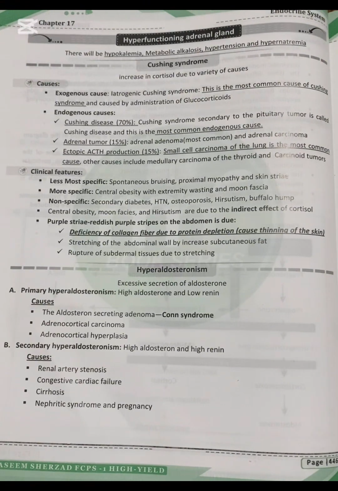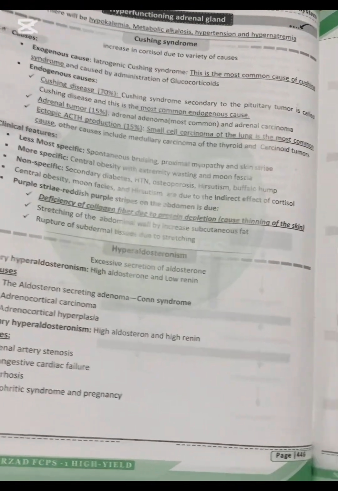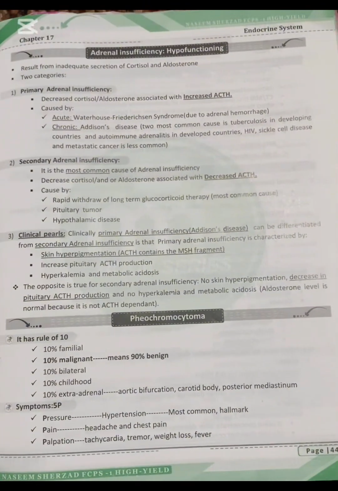The second is secondary hyperaldosteronism, in which there will be high aldosterone and high renin, and the causes include renal artery stenosis, congestive cardiac failure, cirrhosis, and nephrotic syndrome of pregnancy. So this was some detail, and if there is any question in more detail, you can review it from some other textbook. But as this is high yield, it covered all the relevant information.